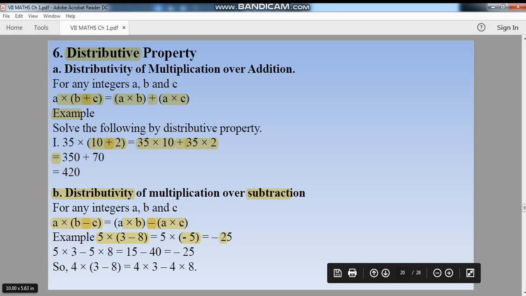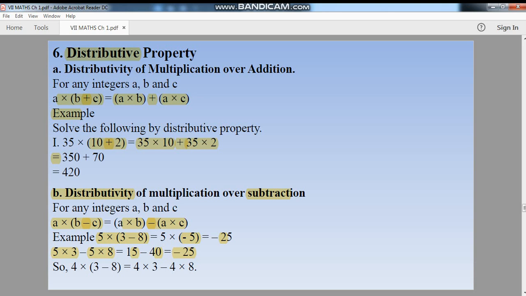Or you will do 5 into 3 first, minus 5 into 8. 5 into 3 is 15, 5 into 8 is 40, 15 minus 40 is minus 25. Likewise, you can solve all the sums with the help of the distributive property. So here we have completed the properties of multiplication. Now in the next part we will have the explanation of exercise 1.